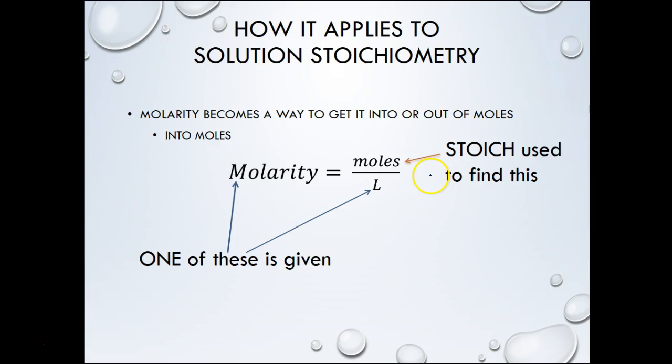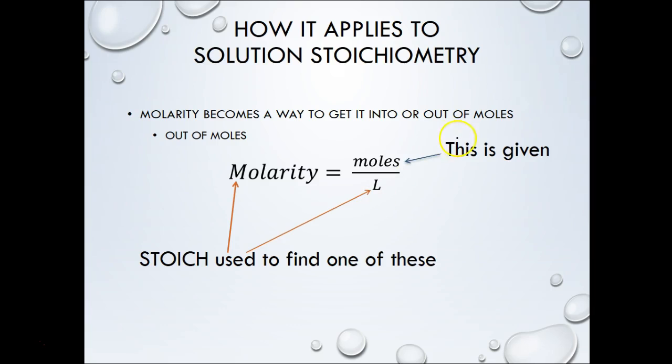But the new thing that we've got here is this idea of molarity. So we see that molarity is equal to moles over liters. So if we're given molarity or we're given liters, we're going to use stoichiometry to find moles. And we're going to use this right here as our mole conversion. The same thing when we want to get out of moles, we can use molarity. So we're given moles and we're going to use something that's related to molarity to get us out of it.